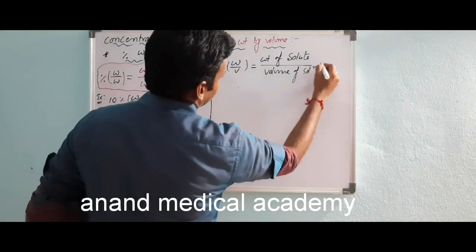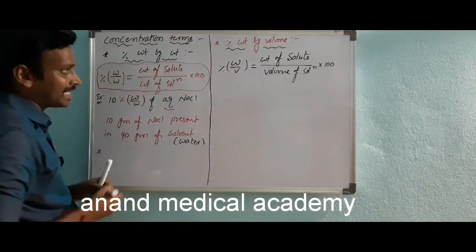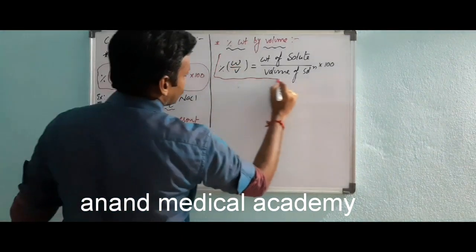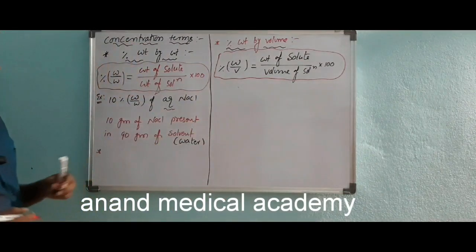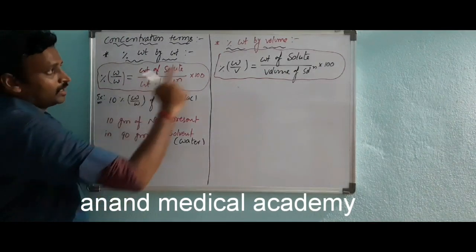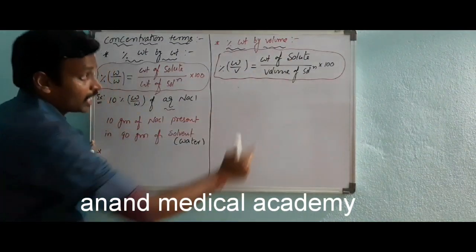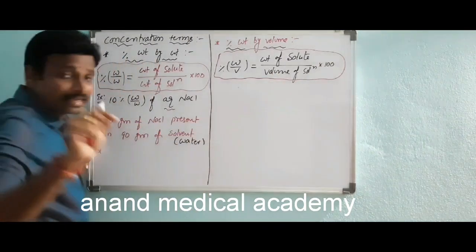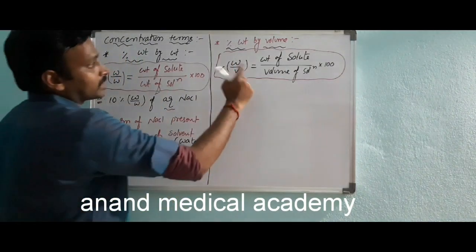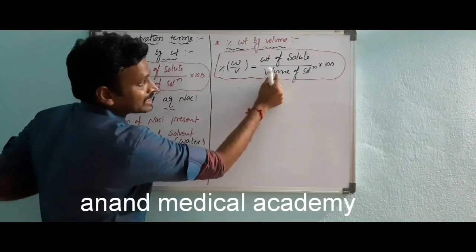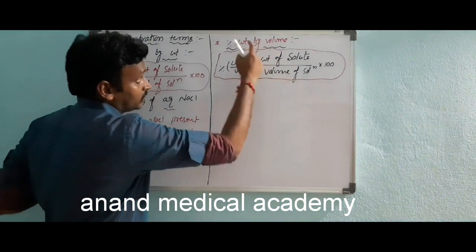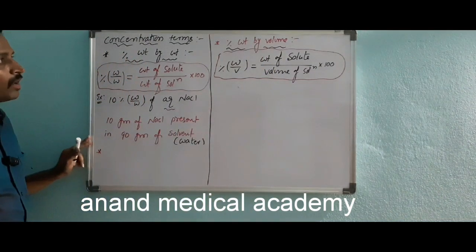What exactly is the difference between percentage weight by volume and percentage weight by weight? It's very clear. Here we have the weight of solute and the volume of solution. I repeat, percentage weight by volume, or mass by volume, is the amount of solute dissolved in 100 ml of given solution.